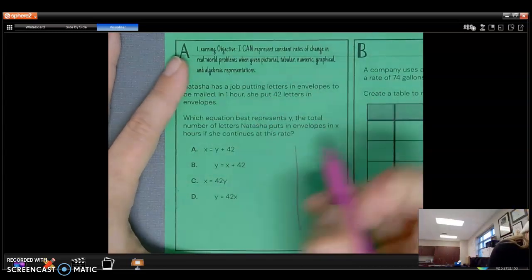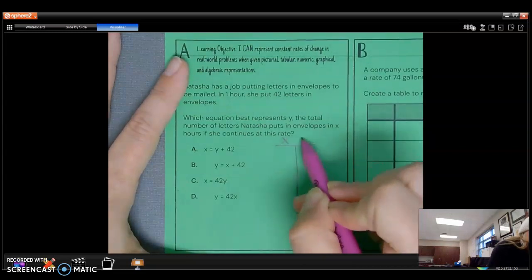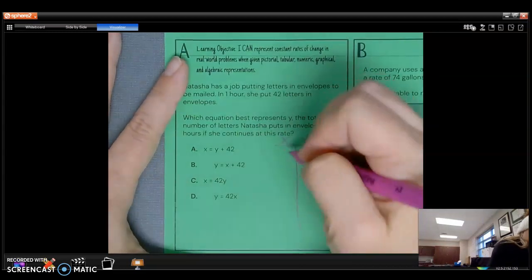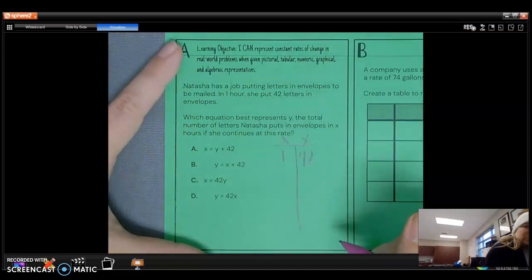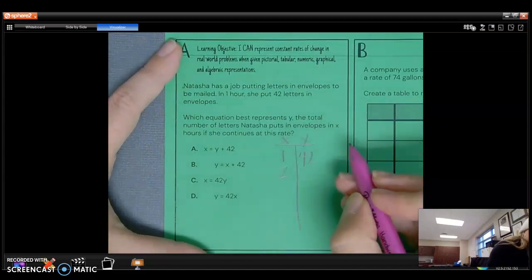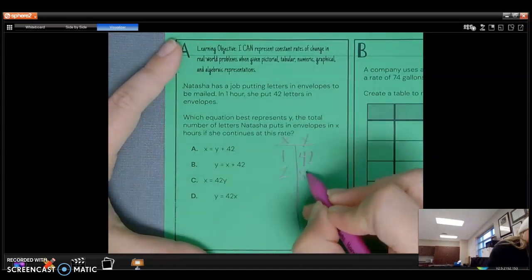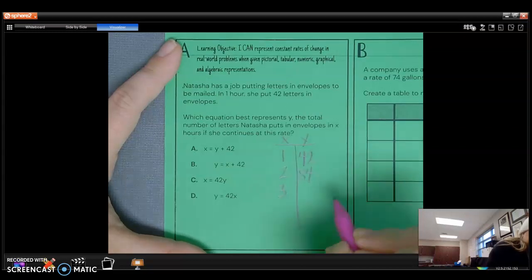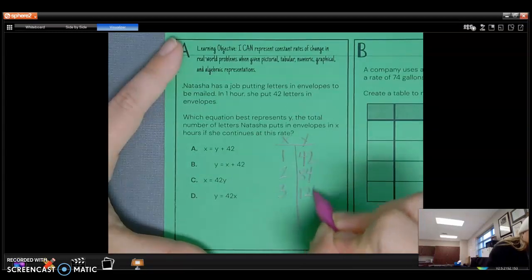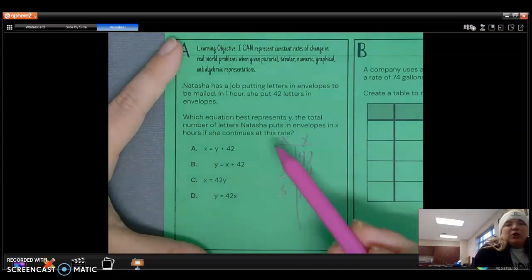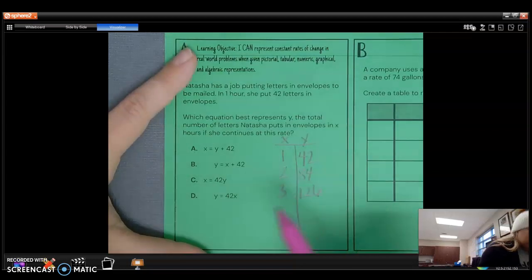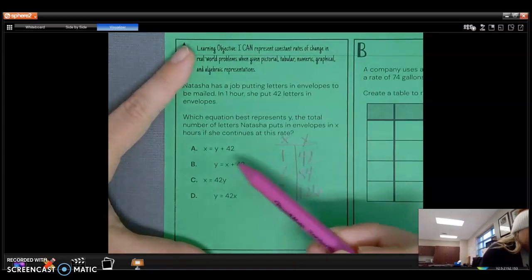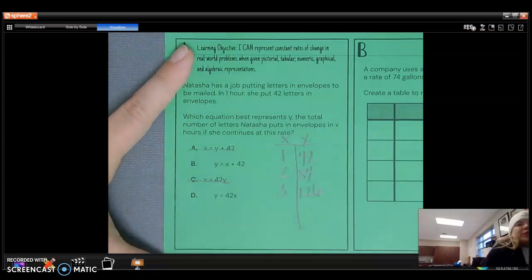So, guys, the one that makes the most sense to me, here's my x, here's my y, okay? In 1 hour, I could do 42 letters. In 2 hours, I'm going to double this, I could do 84. In 3 hours, I could do 126. Okay, so if I came up with an equation to represent what's happening here, remember our equations are going to begin with a y, so that crosses out A and C.